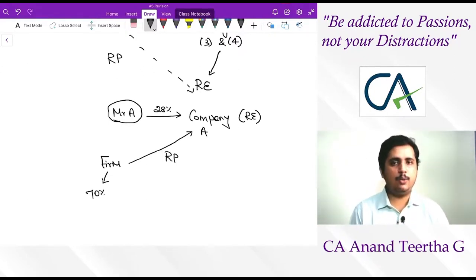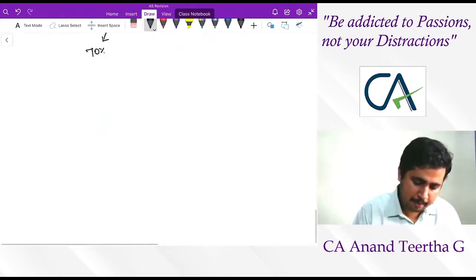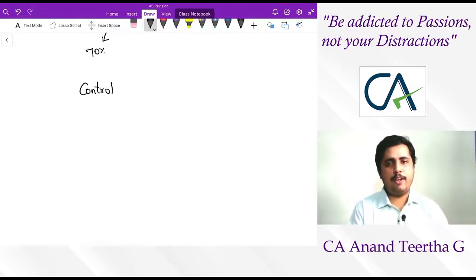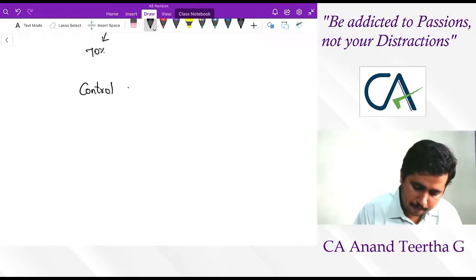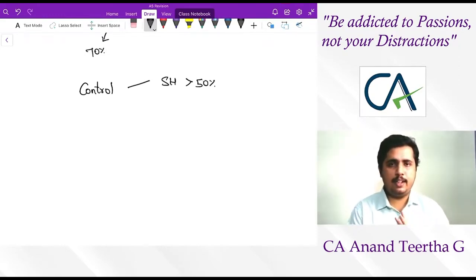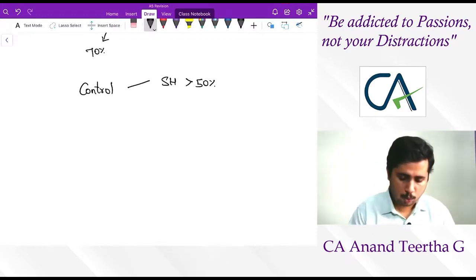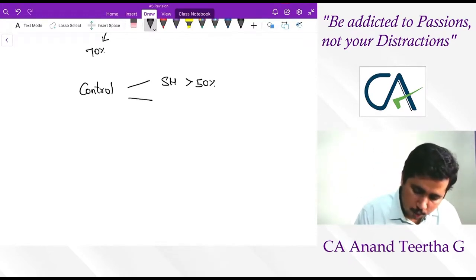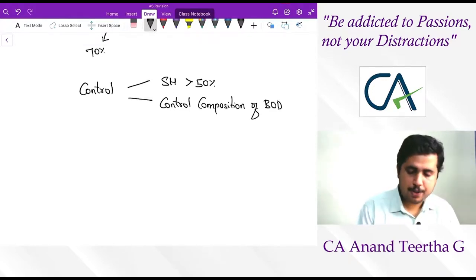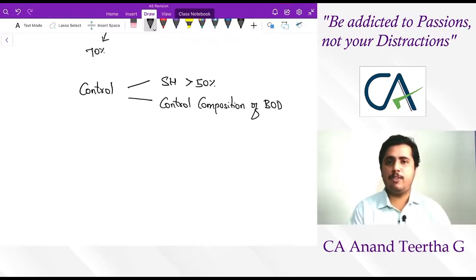Certain terms, let's now try to understand. Number 1, what do we mean by control? When is control possible? When control is established. Number 1, shareholding more than 50%. When shareholding more than 50% is considered, then it is considered as control. Second, when you control the composition of board of directors.